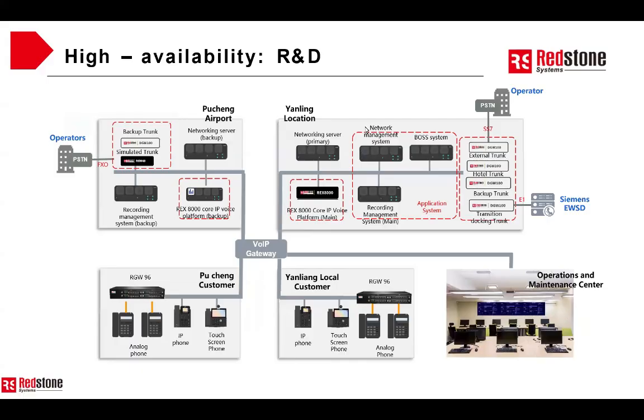So I also printed a table for you. You can see clearly that we deployed the RACS 8000 as the core IP voice platform at one airport, and respectively we also deployed our recording management systems at the second airport. It also adopts a dual master mode, and we deployed network management systems. Okay, so you can have a look at all the structures.